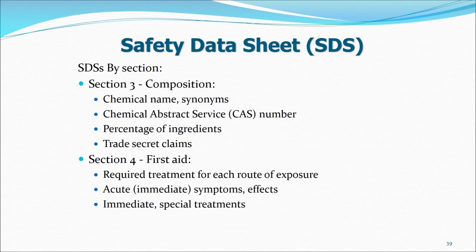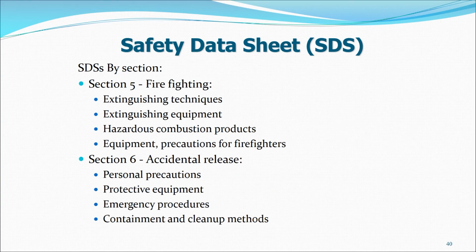Section 4, First Aid Measures, includes necessary measures for each route of exposure, important acute or delayed symptoms and effects, and any immediate or special treatment requirements. Section 5, Firefighting Measures, lists suitable extinguishing techniques and equipment, hazardous combustion products, and special precautions for firefighters. Section 6, Accidental Release Measures, lists personal precautions, protective equipment, emergency procedures, and proper methods and materials for containment and cleanup.